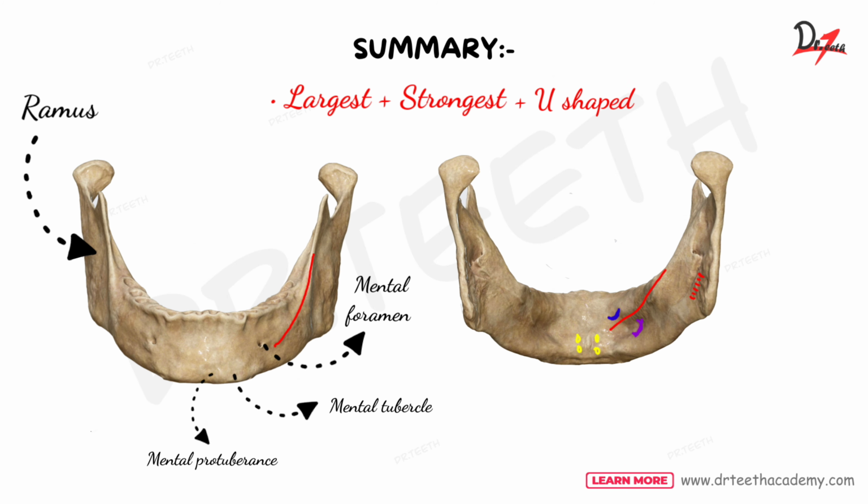The ramus of mandible has 2 surfaces, 4 borders, and 2 processes. The nerves related to the mandible are mylohyoid, lingual, mental, mesenteric, inferior alveolar, and auriculotemporal nerve. The arteries close to the mandible are mental, facial, mylohyoid, inferior alveolar, maxillary, and mesenteric arteries.